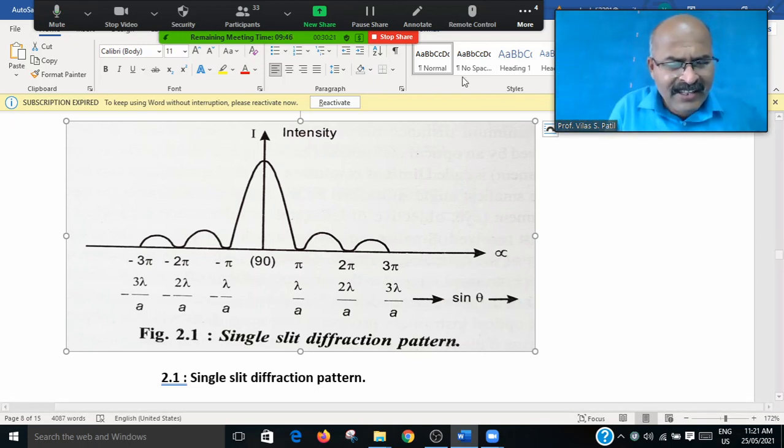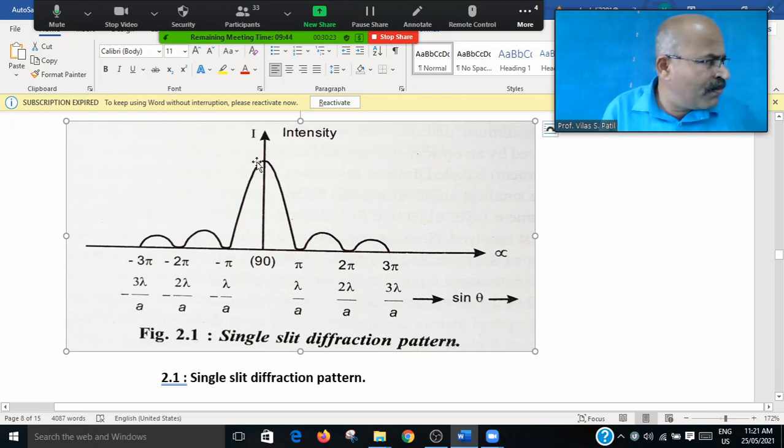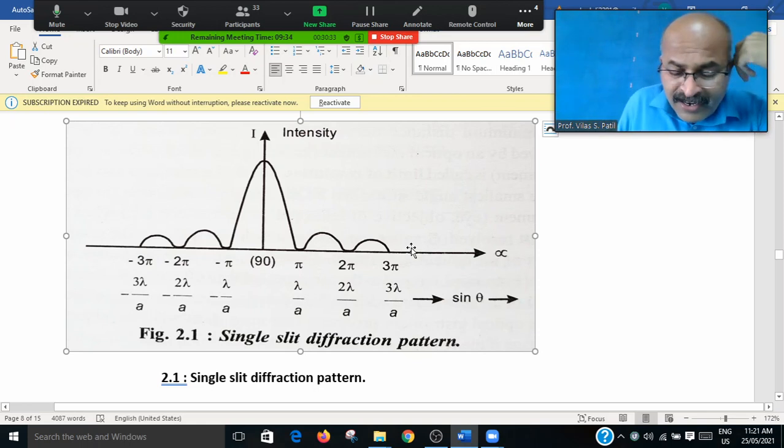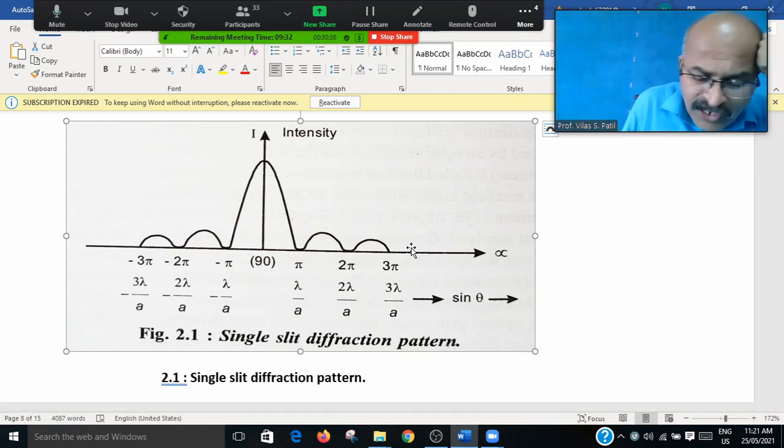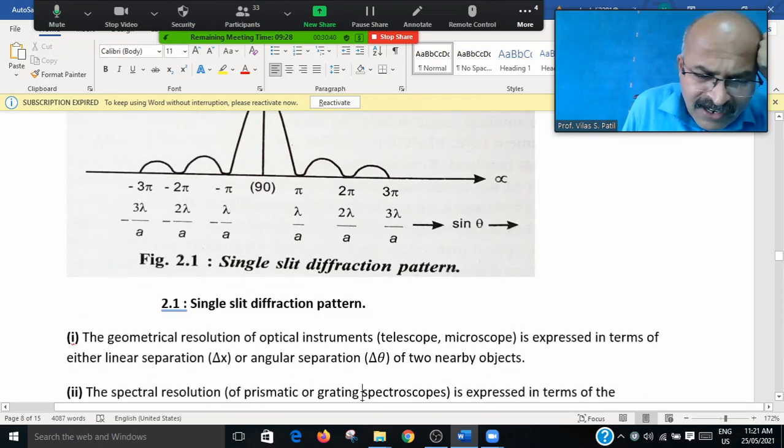And we see that the intensity in the middle range is higher, and the intensity reduces. This will be bright, this will be dark, this will be bright, this will be dark, then again alternate dark and bright bands are to be seen, and in this way the single slit diffraction pattern is seen.